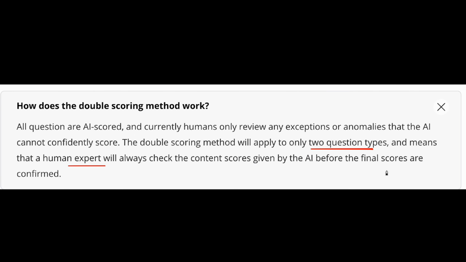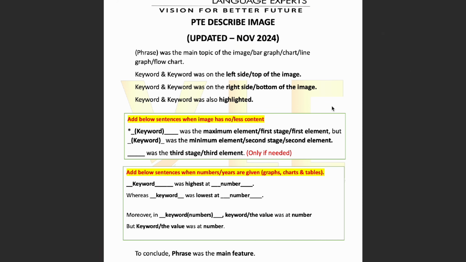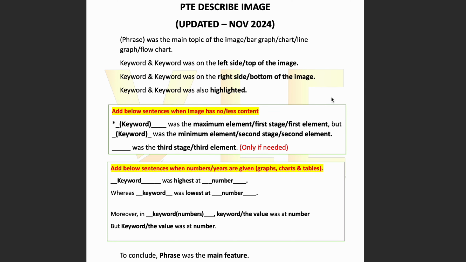I have basically made a template which considers all the requirements and all the changes which have been made by Pearson. I'll be going through different types of questions, and I'll also show you how to implement this template, not only for describe image, but also for Retell lecture. This template is made to make sure that the content portion is taken care of, because Pearson has stated that from now onwards a human examiner will also be reviewing describe image content and Retell lecture. So let's talk about describe image first.